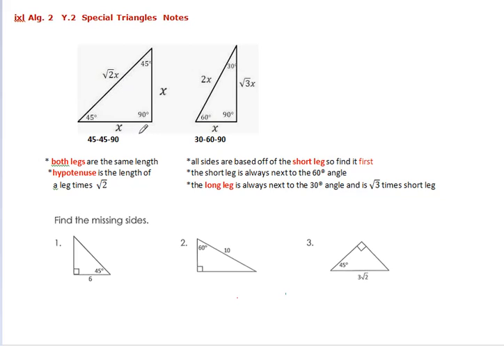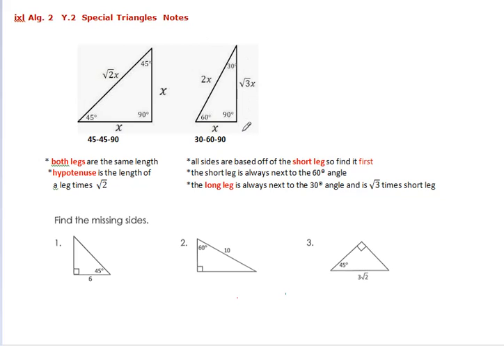So if this side length was a 5, if we knew that was 5, then we would also know that this is 5 units long, and this side would be 5 times the square root of 2. So that's an example of that one. Let me get rid of this.